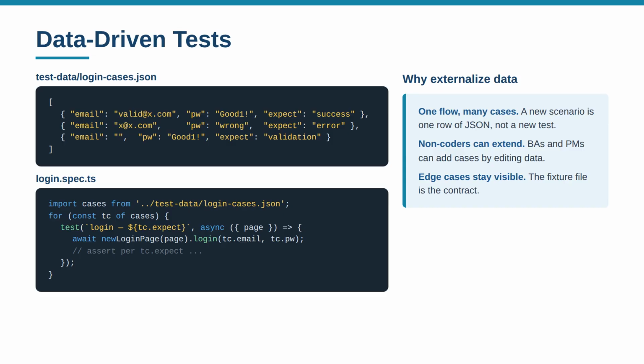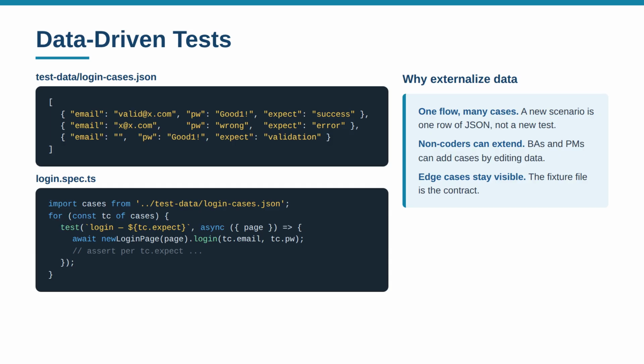The test file imports the cases array and loops over it. For each case, it creates a test with a name that includes the expected outcome, runs the login flow, and asserts the result based on the expected field. 3 test cases from one loop. Adding a 4th case is 1 row of JSON.